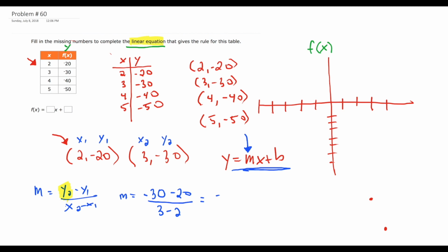Negative 50. And what is 3 minus 2? 1. And that's going to end up being, what is negative 50 over 1? So now we have our what?